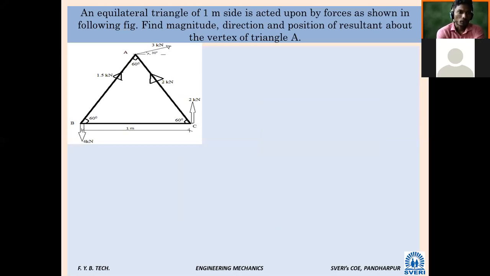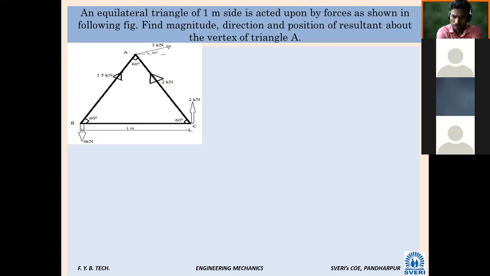Roll number 41. Are you observing the screen? Shinde. Roll number 6, Sneha. Shinde, are you observing? Yes, sir. Which problem is there?